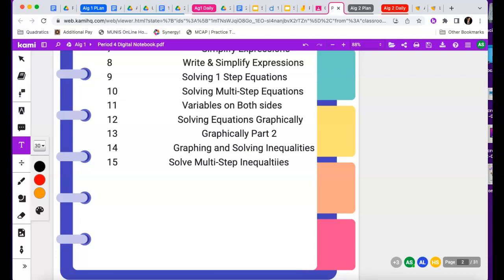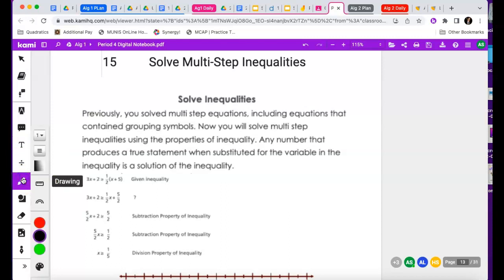Hey guys, in this video we are going to go over page 15. The title is Solve Multi-Step Inequalities. So go ahead and add it to your table of contents and then I'll give you the little half sheet to tape on page 15. Alright, we're going to go ahead and get started with solving inequalities.